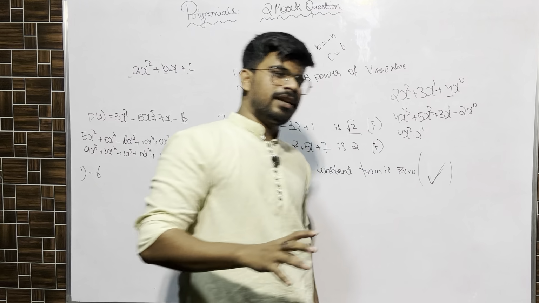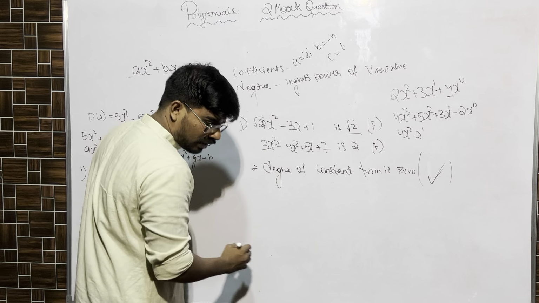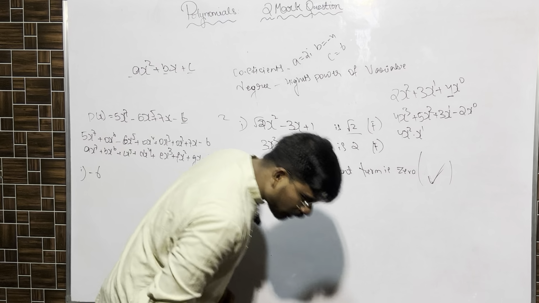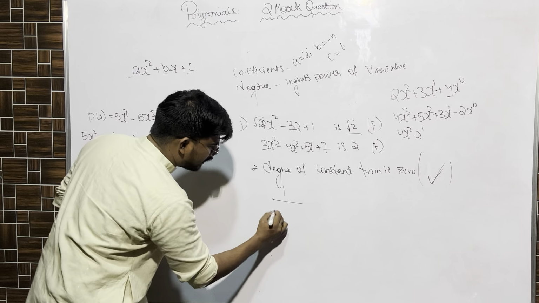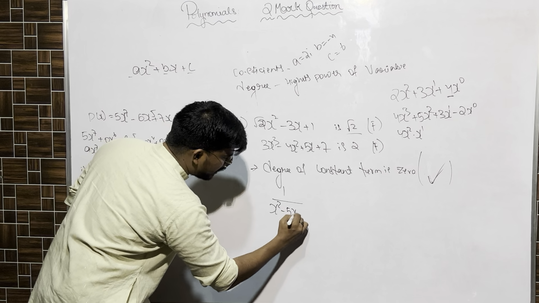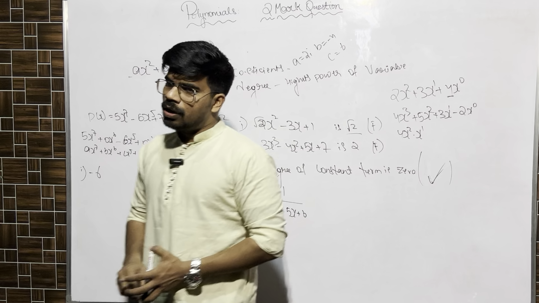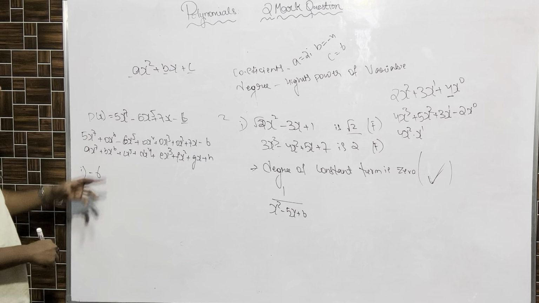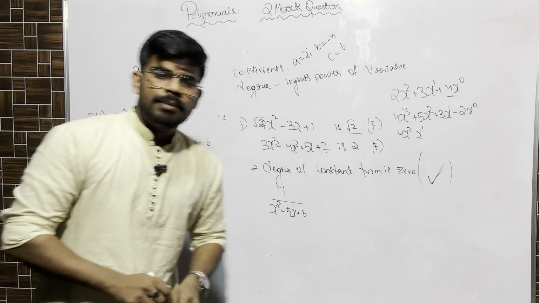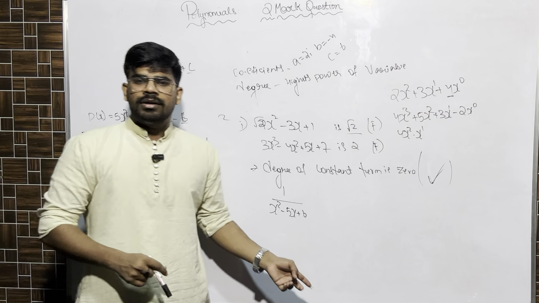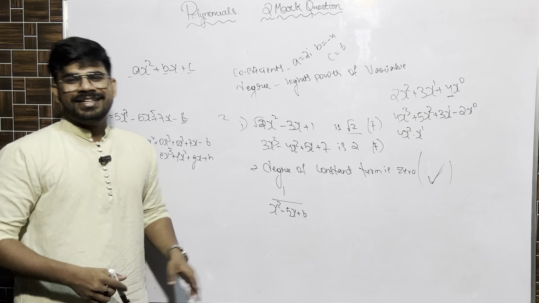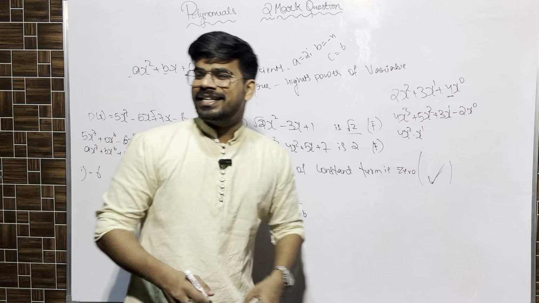Next, fourth bit. What is the fourth bit? 1 by x square minus 5x plus 6. This is a quadratic polynomial. Yes or no? Quadratic, I told, power 2. Quadratic in the sense power 2. Cubic in the sense power 3. Is this quadratic? No. Bro, why is it not a quadratic? Because that is in the denominator.